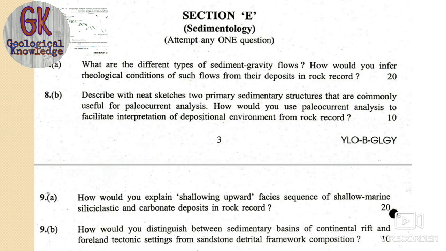Question number 9A, that is how would you explain the shallowing upwards facies sequence of shallow marine siliciclastic and the carbonate deposits in rock record? Okay, so how would you explain the shallowing upwards facies of the shallow marine siliciclastic and the carbonate deposits in its rock record? And 9B, that is how would you distinguish between the sedimentary basins of continental rift as well as the foreland tectonic settings from sandstone detrital framework composition? Okay.